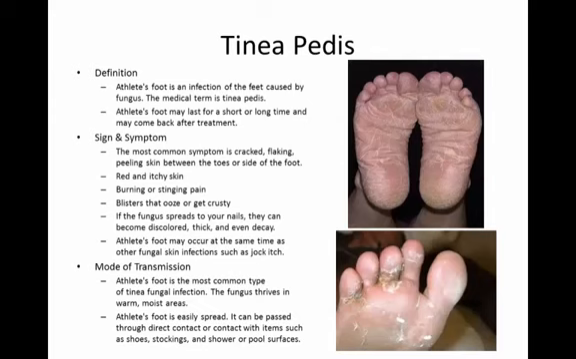Tinea pedis is athlete's foot. It is an infection of the feet caused by a fungus. Athlete's foot may last for a short or long time and may come back after treatment. The most common symptom is cracked, flaking, peeling skin between the toes or on the side of the foot. It may also include red and itchy skin, burning or stinging pain, blisters that ooze or get crusty, and if the fungus spreads to the nails, they can become discolored, thick, and even decay. Athlete's foot may occur at the same time as other fungal skin infections such as jock itch.